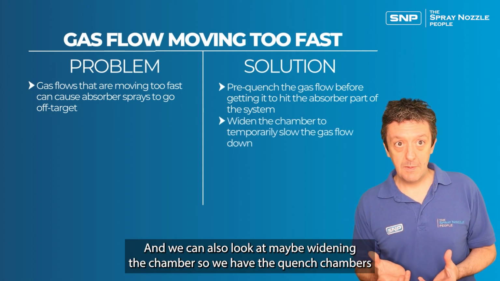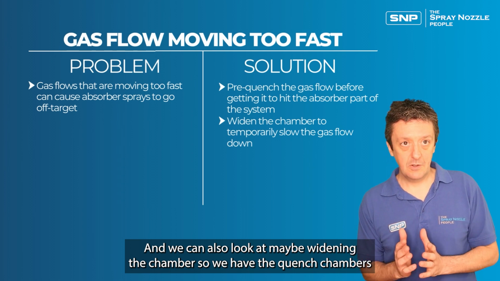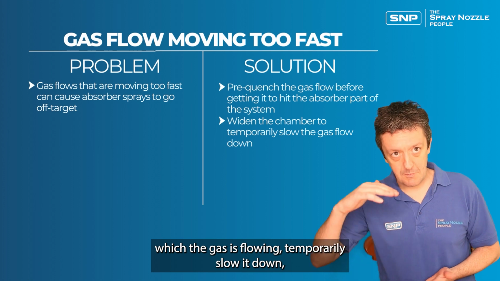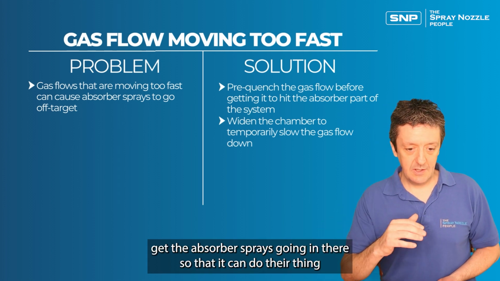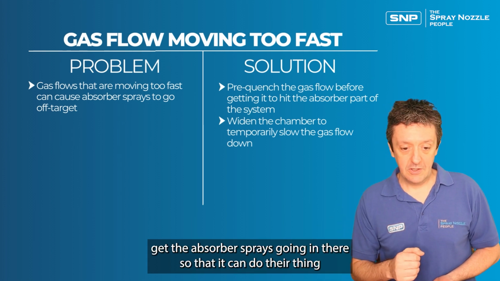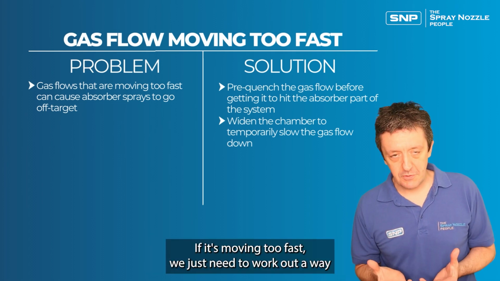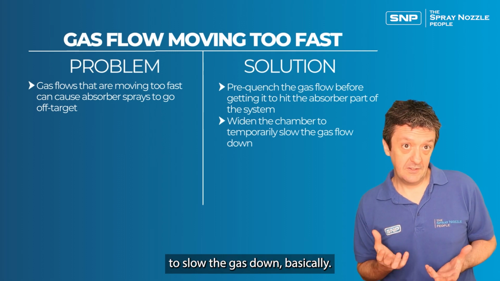And we can also look at maybe widening the chamber. So we have either quench chambers or absorber chambers where we widen the chamber through which the gas is going, temporarily slow it down, get the absorber sprays going in there so that they can do their thing, and then we can narrow it down again and the gas can speed up. If it's moving too fast, we just need to work out a way to slow the gas down, basically.